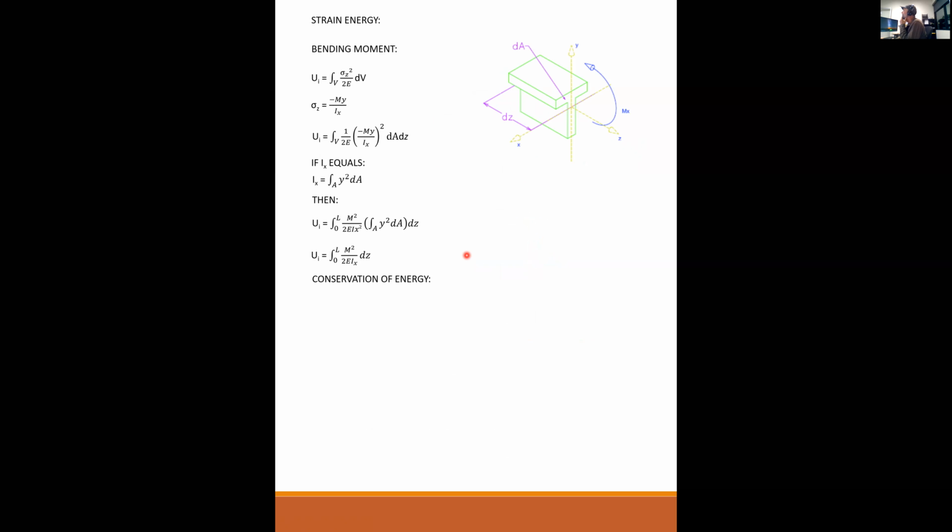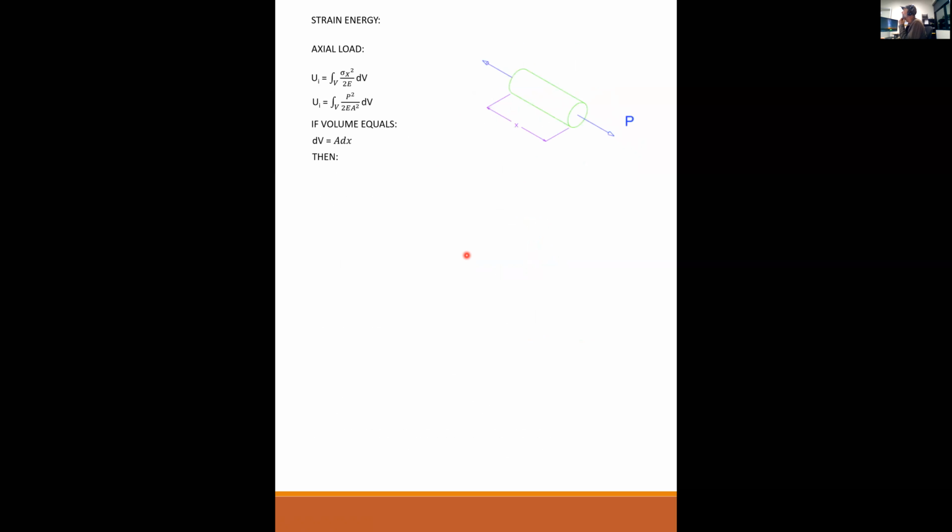That's strain energy for bending moment. There we are. Okay, so strain energy for an axial load. And we got to this point here, where the internal energy of one axial loaded member is P squared L over 2AE. So that's the theory that we're going to use.